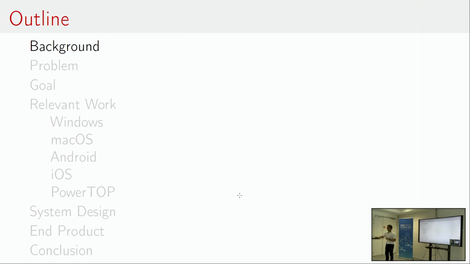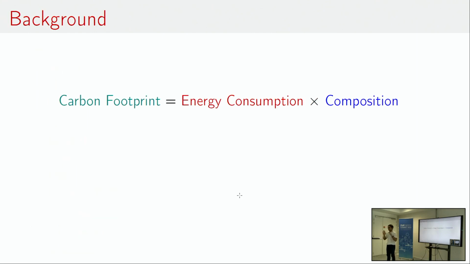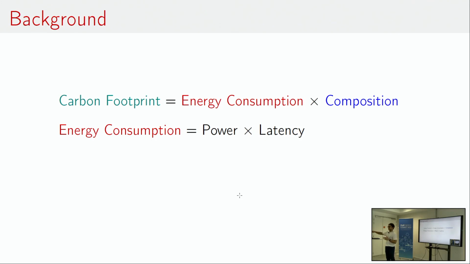Let's delve into the background. Maybe I'm preaching to the choir, but just the basics. Carbon footprint of any application can be estimated as the energy consumption of that application and the composition of the energy that you use to run it. What do I mean by energy consumption? Energy consumption is defined as the power of the system times the latency of the application.